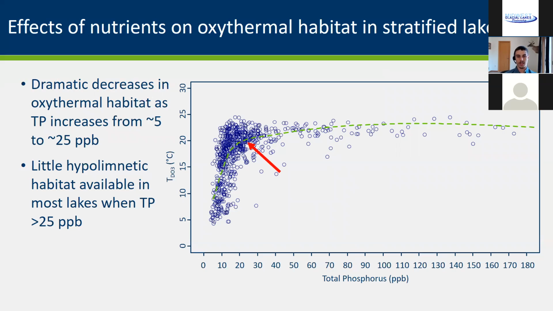Those lakes with total phosphorus levels exceeding 25 parts per billion essentially offer little to no cold water refuge during the peak of the summer and are problematic from a cold water fish protection standpoint when land use changes are contributing to increases in nutrient levels in many lakes.